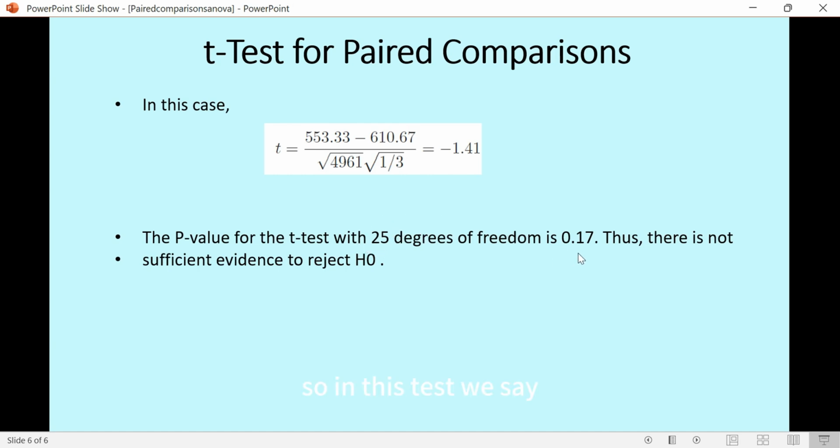So in this test, the assumption that the first and the 5th groups are the same is not rejected. So we have no significant reason to say that these 2 groups are not the same. So we hold this H0, hold this assumption that these 2 groups are the same. And similarly, we can do many paired comparisons for each pair of groups using a t-test.